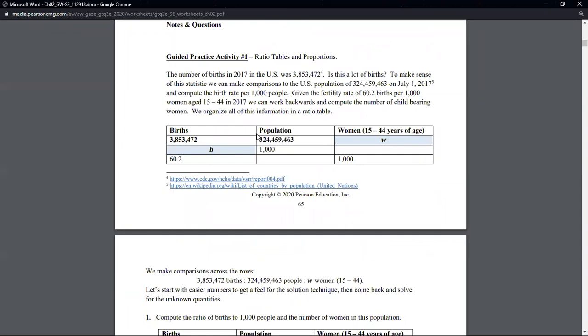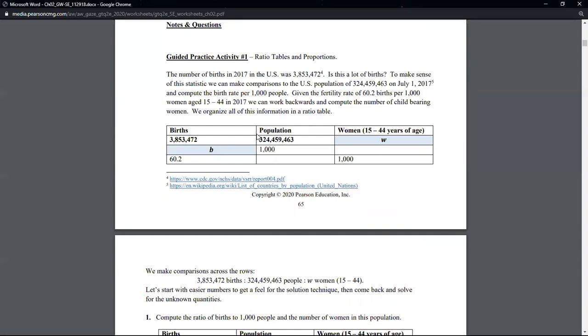The number of births in 2017, we already talked about all that stuff. Well, no, we didn't. Was that 3.8 million? Is this a lot of births? To make sense of the statistics, we can make comparisons to the US population and compute the birth rate per 1,000. Given the fertility rate of 60.2 births per 1,000 for the women of childbearing age, they go 15 to 44. I think I said a lower number than 15 earlier. But again, that was just off the top of my head.